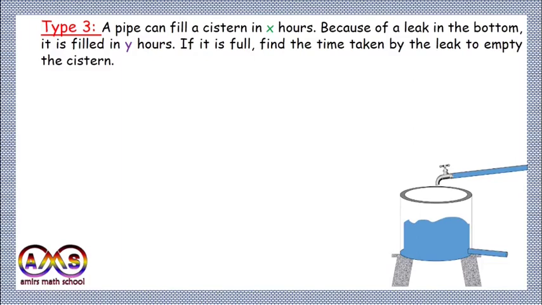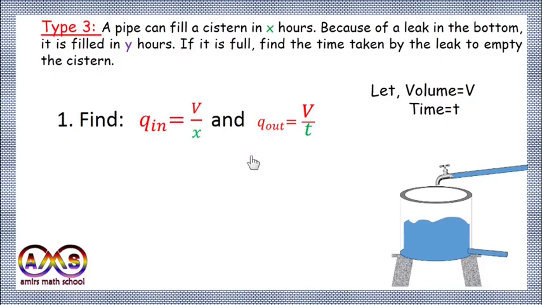Let's solve it. Let the volume of the tank be V and the required time for the leak to empty the tank be T. The first step, the Q in, that is V by X. That is, a pipe can fill the cistern in X hours. So the volume of the cistern is V and it required X hours to fill the cistern. So V by X gives the rate of flow in.